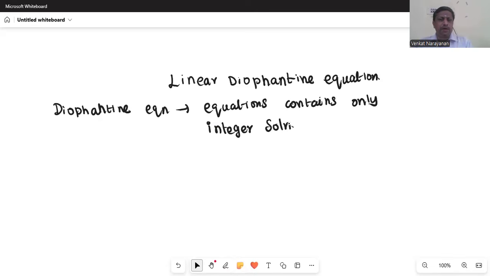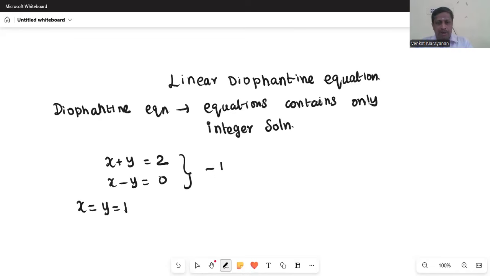What is the difference between the normal equation and the Diophantine equation? For example, consider x plus y equal to 2 and x minus y equal to 0. So what is the solution for x and y? The solutions are x equal to 1 and y equal to 1. We can consider this as equation 1.